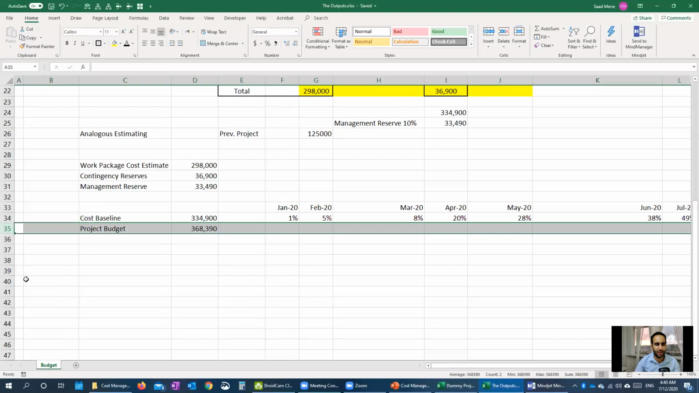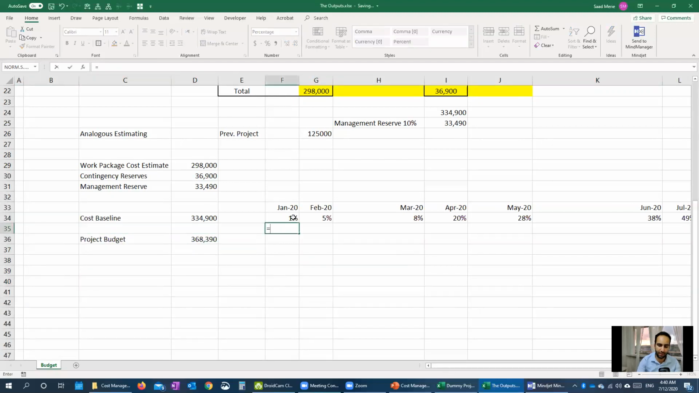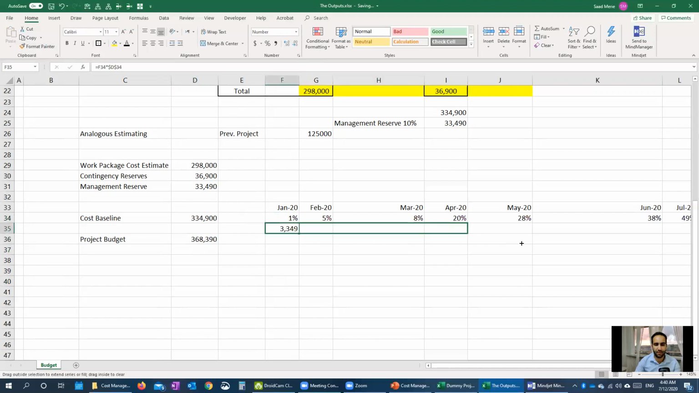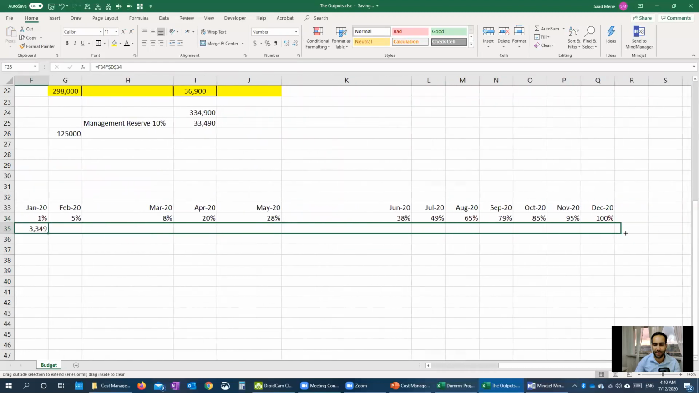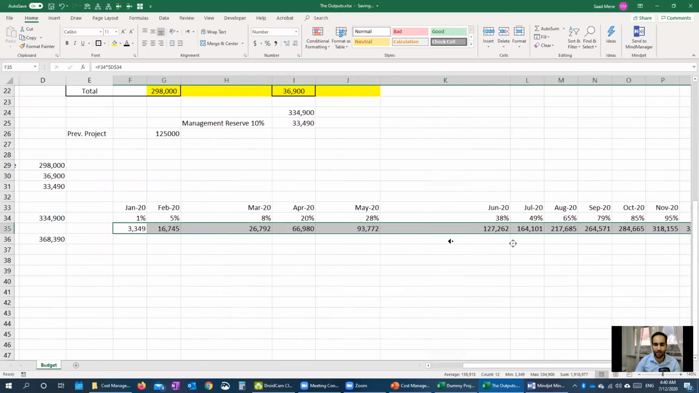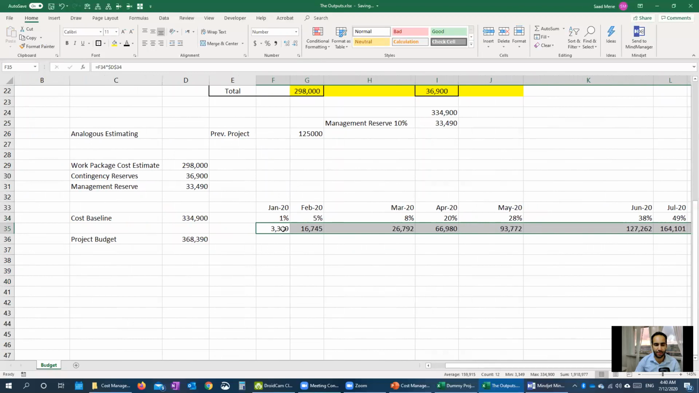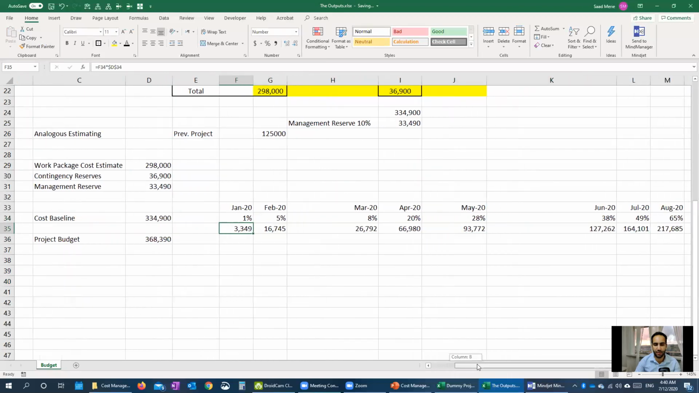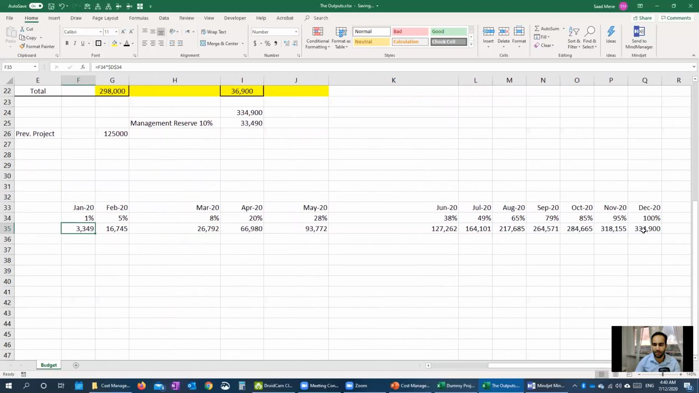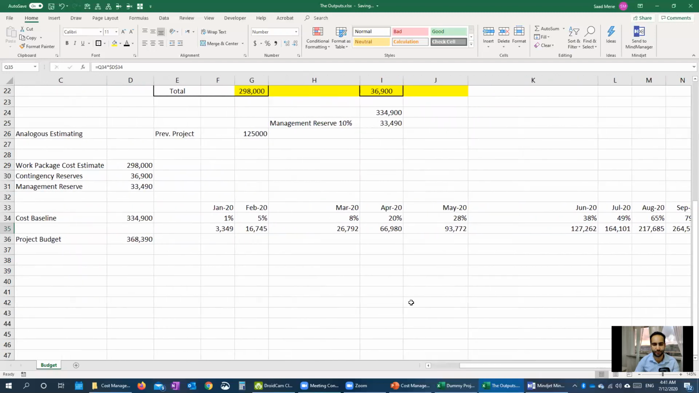And then if you convert that to money, we need to multiply this by this. So here we have a value of 3,000. This is what we are planning to spend at the end of each month. So at the end of January, we need to have 3,000, and at the end of December, we will have 334.